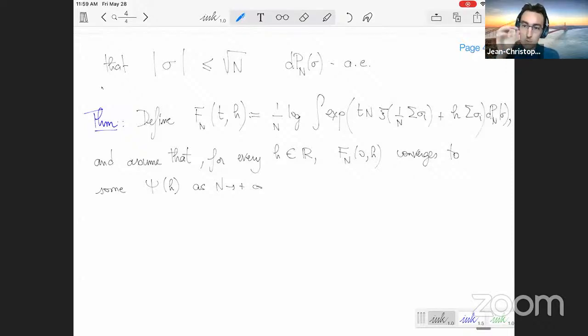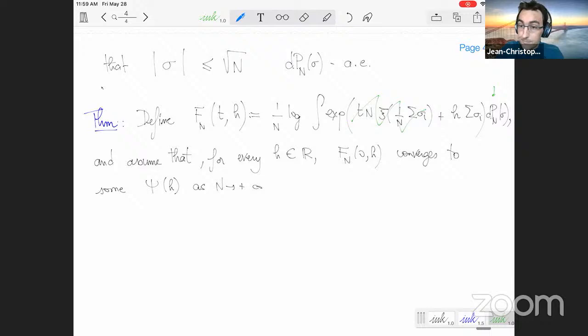Okay, so if you think that Pn is a product measure, an n-fold product of the same measure, then when you set t equals 0, this term disappears. And you have the expectation under this Pn measure of exponential h sum of sigma i. But the sigma i's under this measure are independent.